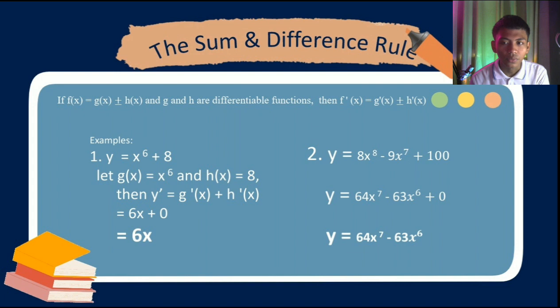Example number 2. y equals x raised to 8 minus 9x raised to 7 plus 100. Again, same process, we have to multiply the exponent to the constant number. And then if the exponent is positive, we have to subtract it. And if we have a negative exponent, we have to add. That's why it became y prime equals 64x raised to 7 minus 63x raised to 6.